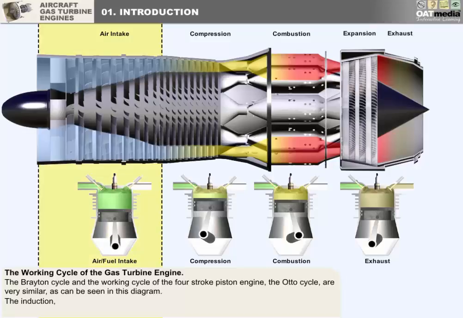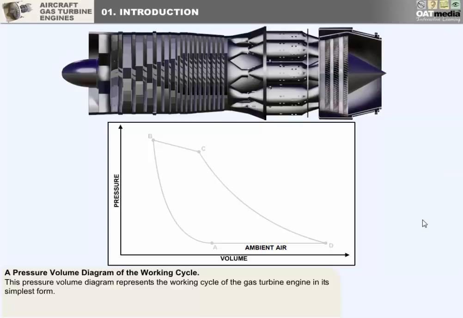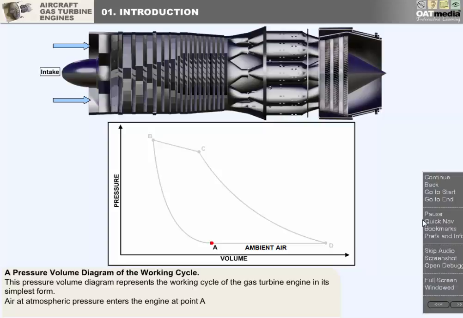The induction, compression, the pressure volume diagram shown here, otherwise known as the Brayton cycle, represents the working cycle of the gas turbine engine in its simplest form. Air at atmospheric pressure enters the engine at point A.